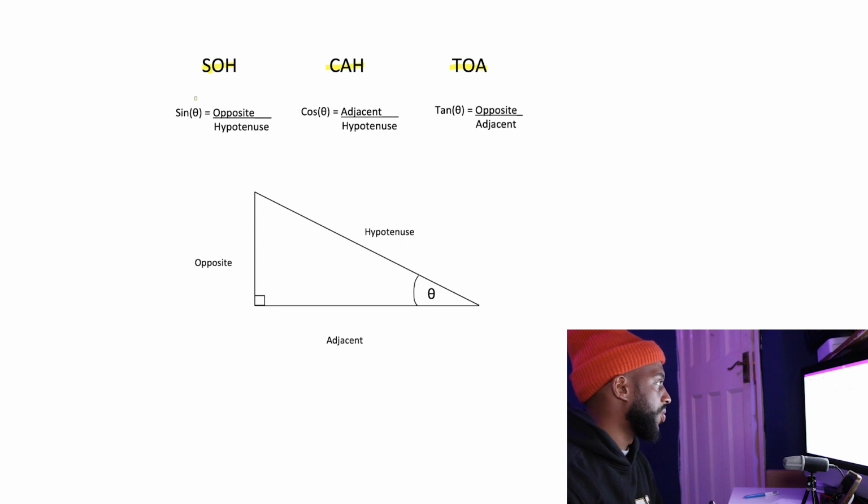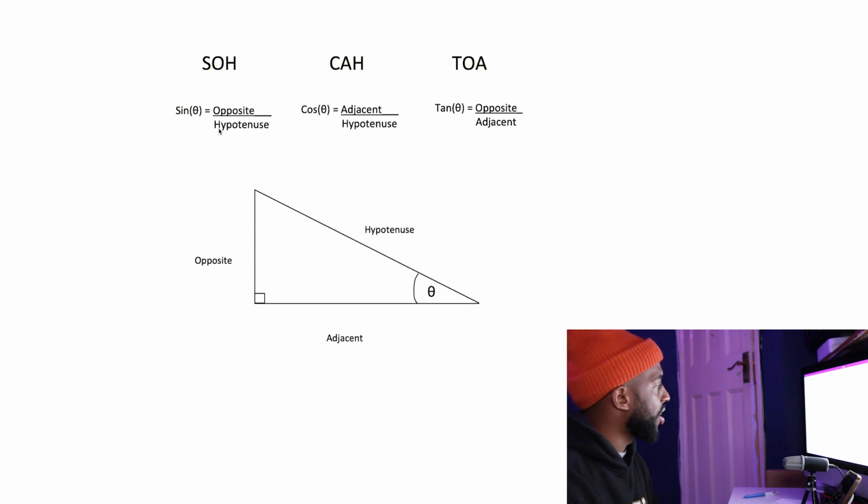So SOH stands for sine equals opposite over hypotenuse, as you can see here. CAH stands for cos theta equals adjacent over hypotenuse, and TOA stands for tan theta equals opposite over adjacent. They're all theta. I know I didn't say it for sine, but they all have theta.